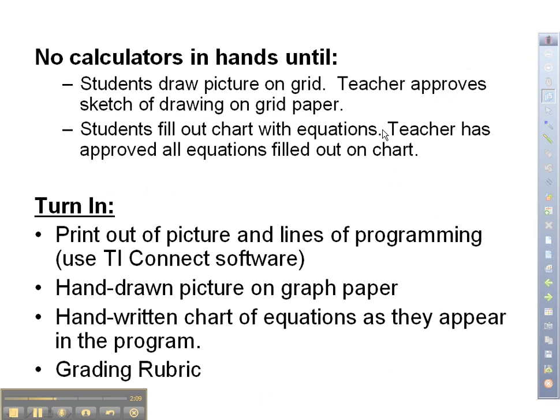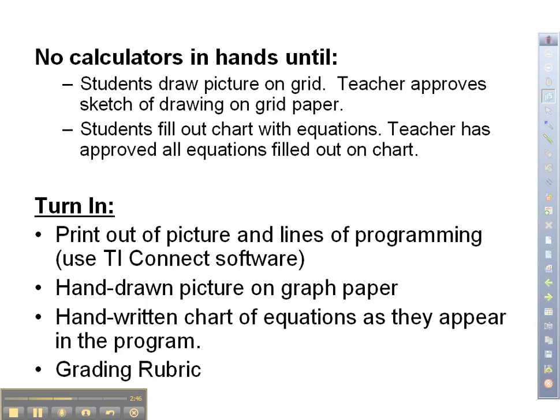Okay? Last minute things. No calculators in hands until 1. The student draws a picture on the grid. The teacher approves the sketch of the drawing on the grid paper. That's the first step. I'm going to give you a star on a chart when that step's done. Students are to fill out the chart of equations. The teacher has approved all of the equations filled out on the chart. Once you have finished that step, I'm going to give you your second star and you're ready to start programming. Those are the first 2 steps that have to be done.